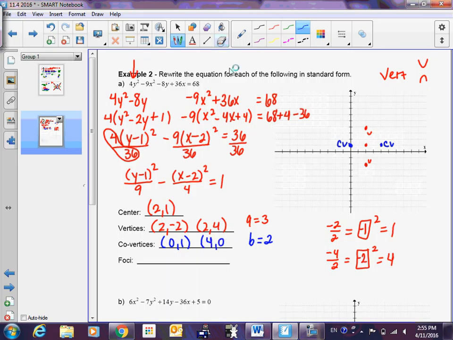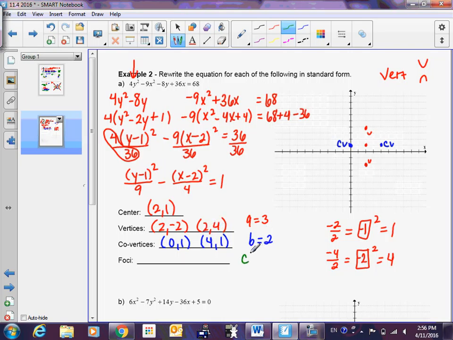Whoops, not 0. 1. How did you get 2, -2? So I just looked at the points. 2, -2. 2, 1, 2, 3, 4. Essentially what you're doing is adding and subtracting 3 from the 1 value. Subtract 3, add 3. Since we were going up and down.